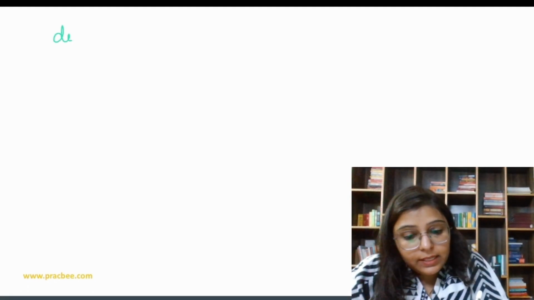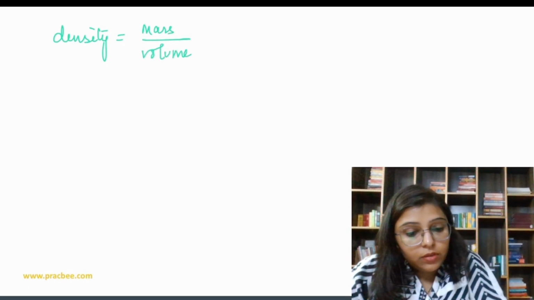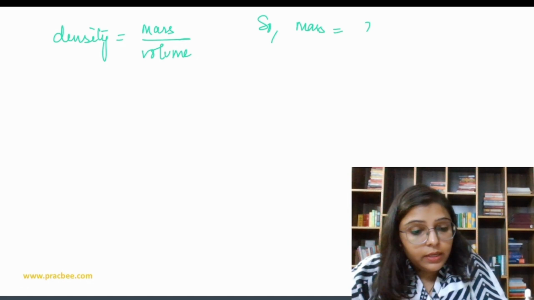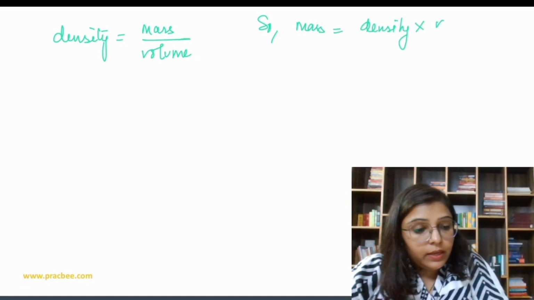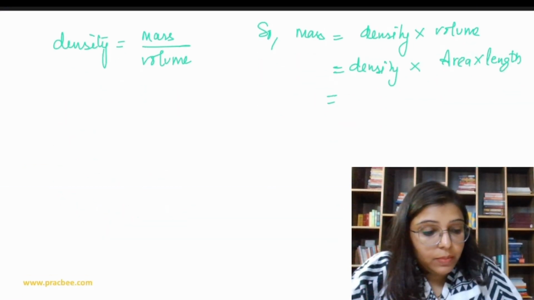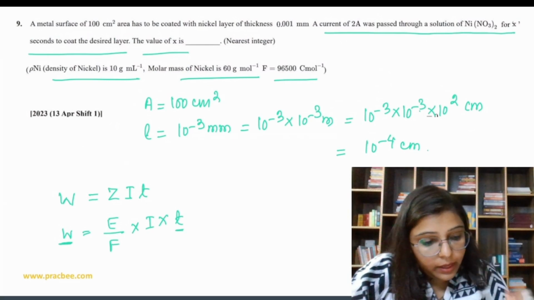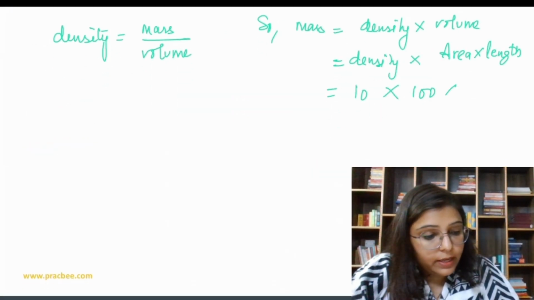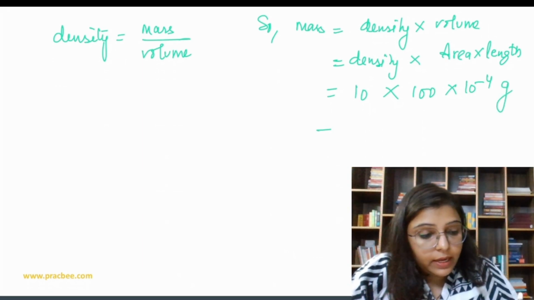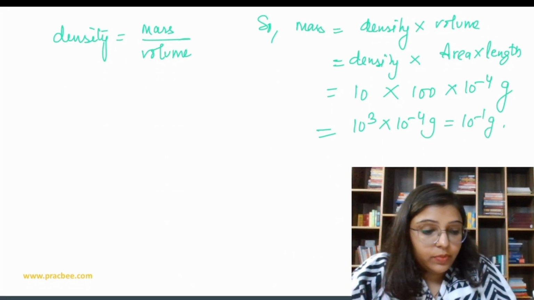So we know that density is equal to mass upon volume. So mass is equal to density into volume, and it is density into area into length. Okay, so density is 10 gram per ml, or we can say 10 gram per centimeter cube. Area is 100, and length is 10 to the power minus 4. So we get mass in grams, which is equal to 10 to the power 3 into 10 to the power minus 4 gram, which is equal to 10 to the power minus 1 gram.